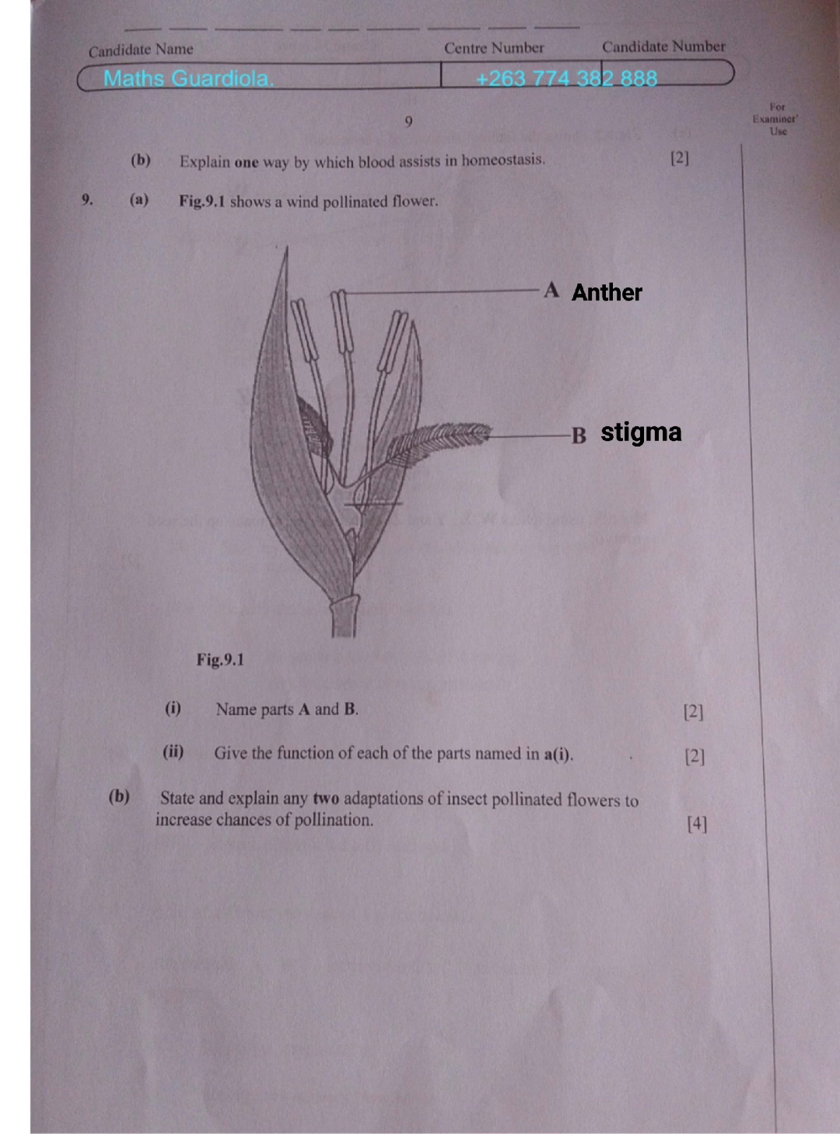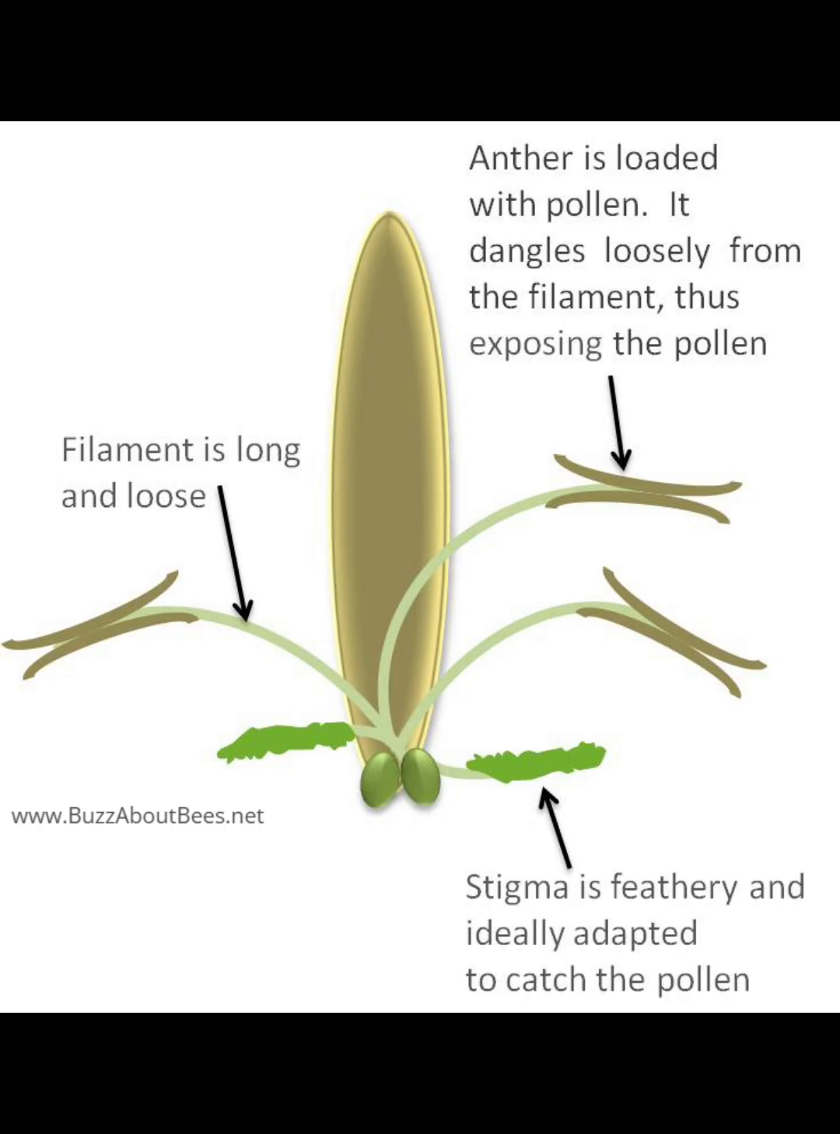And then on part 2, give the function of each of the parts named in A part 1. The anther contains the pollen grains, which produce the male gametes, and then the role of the stigma is to receive the pollen grains from the anther.